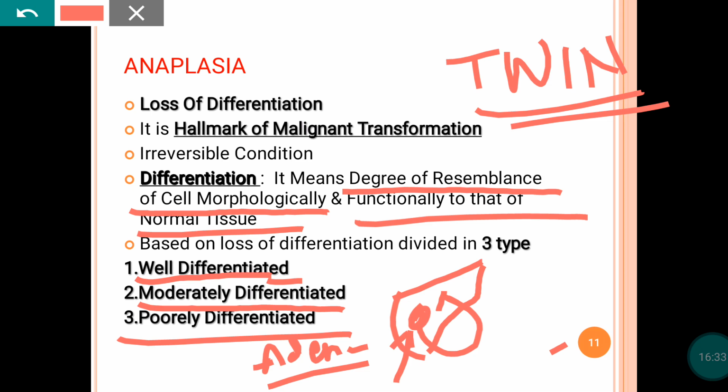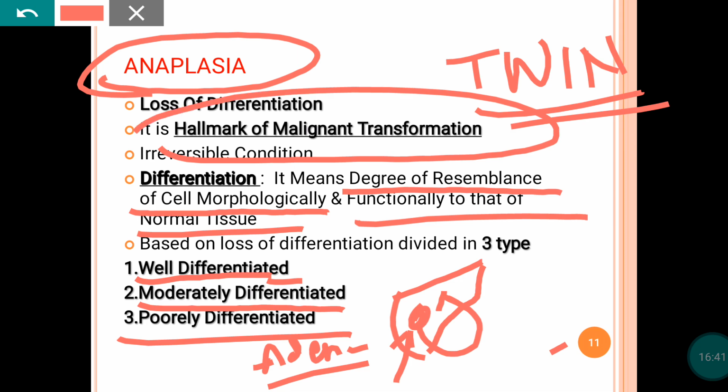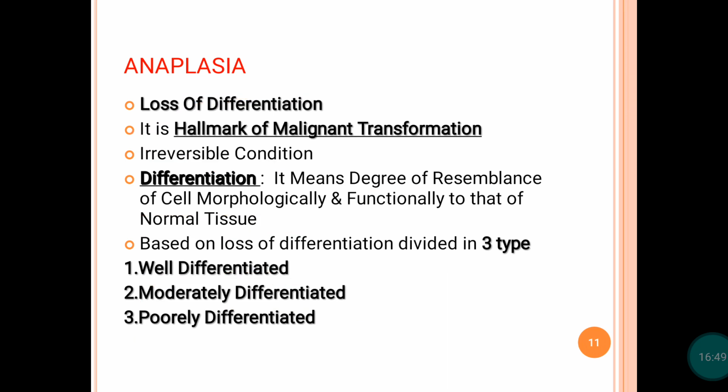So if such differentiation is lost, then it is known as anaplasia. And anaplasia is the hallmark of malignant transformation. A moderately to poorly differentiated tumor can always be a malignant tumor. So this is regarding anaplasia.